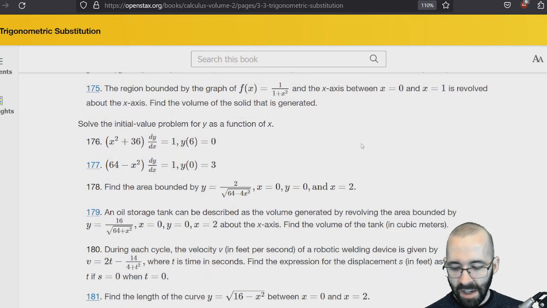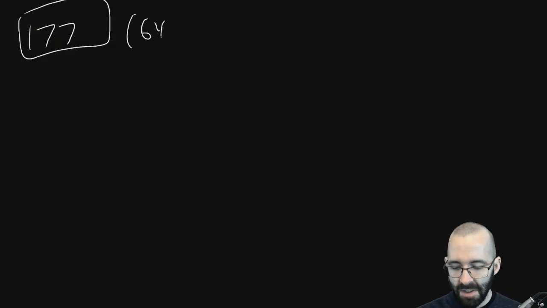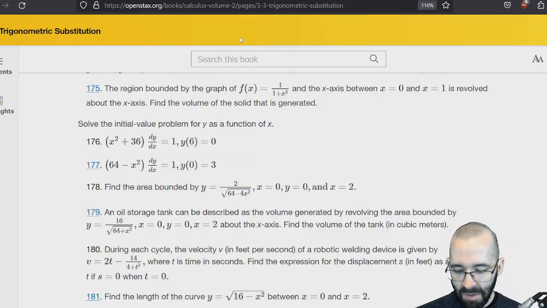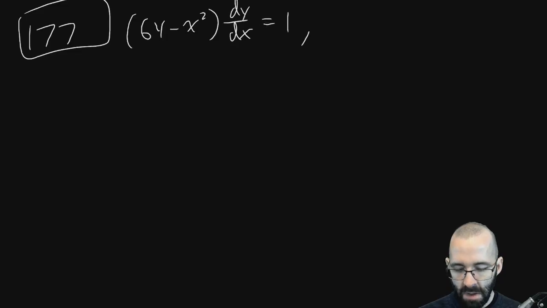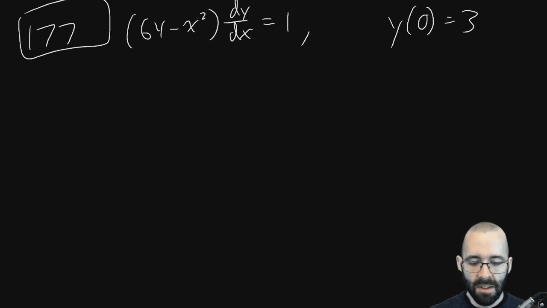177. Solve the initial value problem. Again, we haven't talked about these too much, but they are fun, so I'll talk about it here. dy dx. This is just a simple version of a differential equation. y of 0 equals 3. This is using function notation, just like f of 0. y is a function of x.